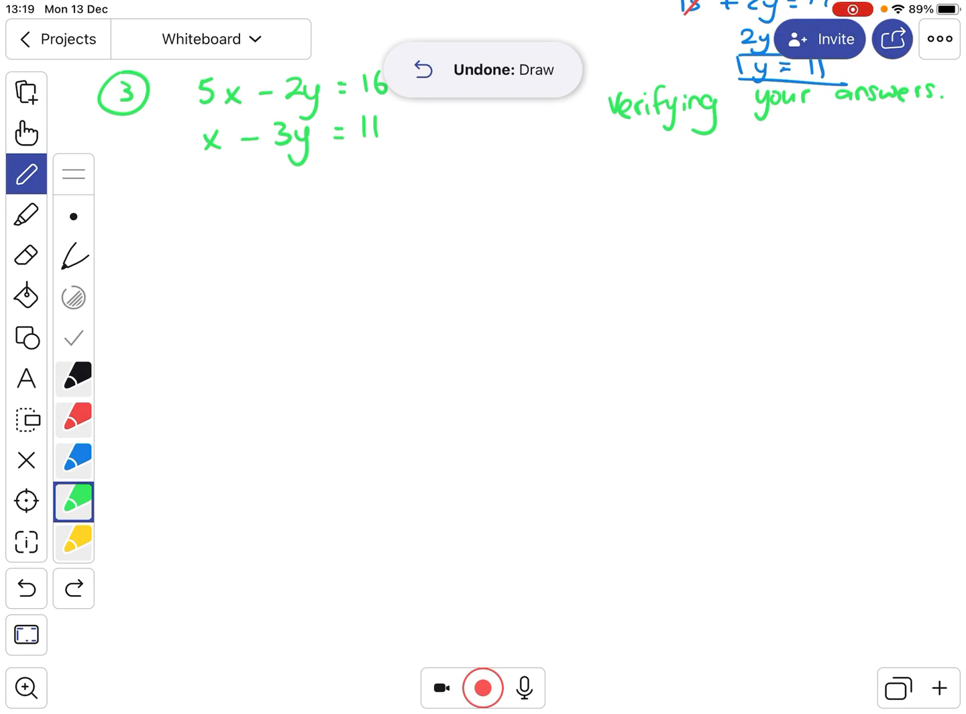So I'll show you how to do that at the end. But we start the exact same. I'm going to draw a line underneath, and I'm going to see, do my x's add to give 0 or do my y's add to give 0? And neither of them do.